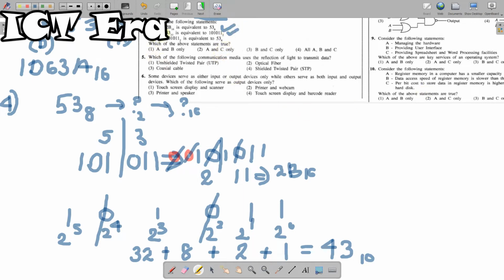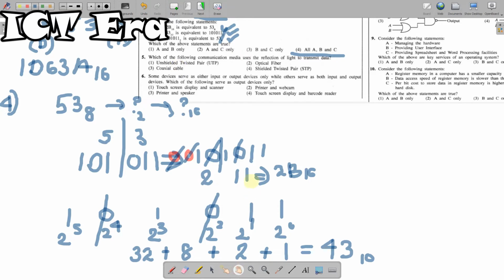Then next one, C: 101011 base 2 is equivalent to 53 base 8. Let's see, in here we converted 53 base 8 into binary. So let's see, 101011. Yes, that statement is also correct. So the answer is all A, B and C.